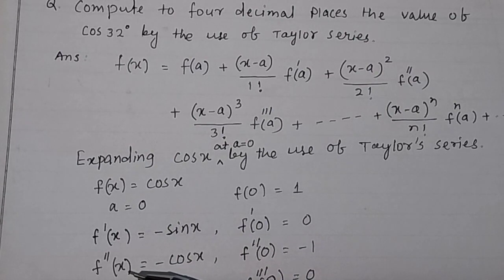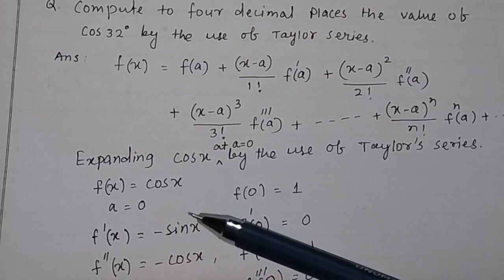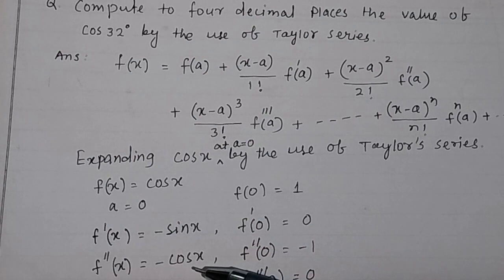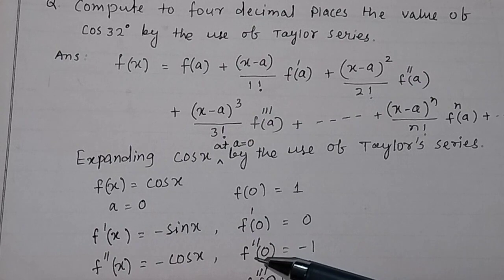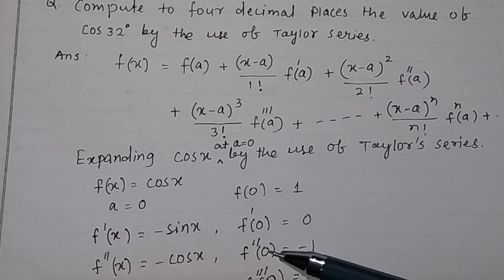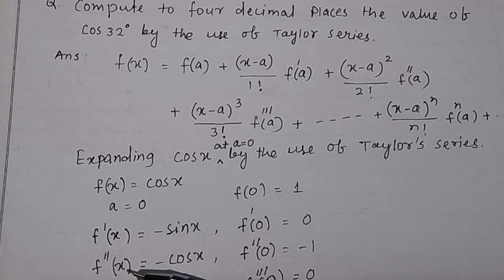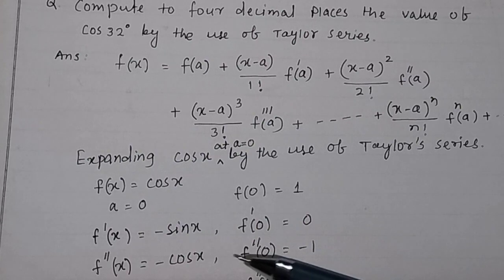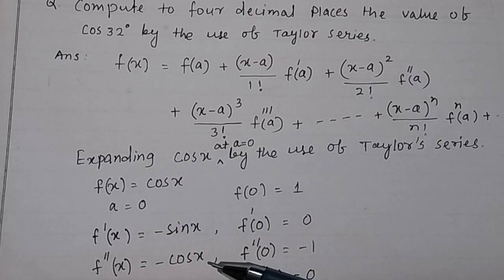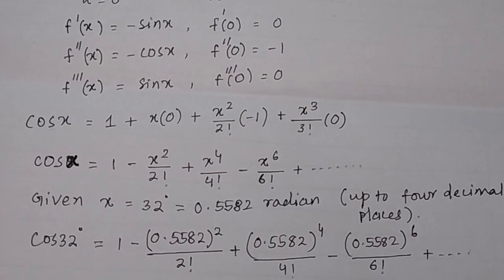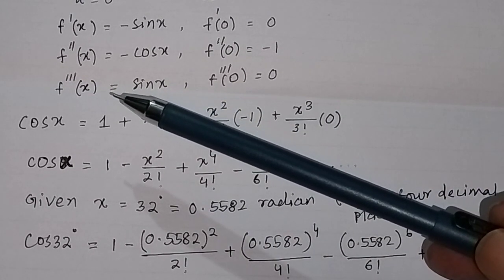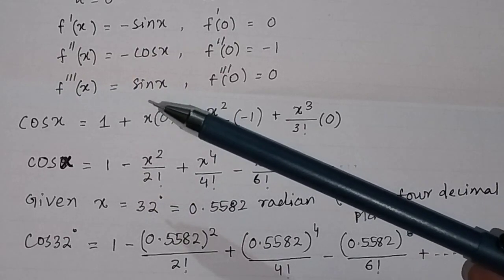Similarly, the second derivative of the function with respect to x, if you take the derivative of minus sin x with respect to x, that will be equal to minus cos x. And what will be the second derivative of the function at x equal to 0, or a equal to 0? If you put x equal to 0 here, then f double dash 0, that is the second derivative, will be equal to minus cos 0. Cos 0 is equal to 1, so this is equal to minus 1. Similarly, you can find out the value of the derivative of the function for the fourth derivative, fifth derivative, etc.